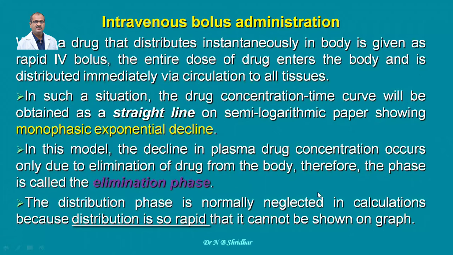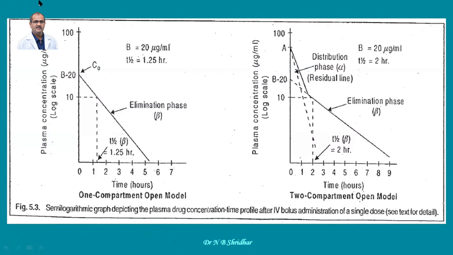The distribution phase is normally neglected in calculations because distribution is so rapid that it cannot be shown in the graph. Whenever you administer the bolus dose intravenously, there is no chance for a distribution phase. Within a fraction of a minute, it is distributed throughout the body. That's why only the elimination phase is calculated in one compartment models. Here you can see the first chart is the one compartment open model. Open model means the drug can be distributed anywhere, maybe in the tissues or anywhere. That is one of the important things.